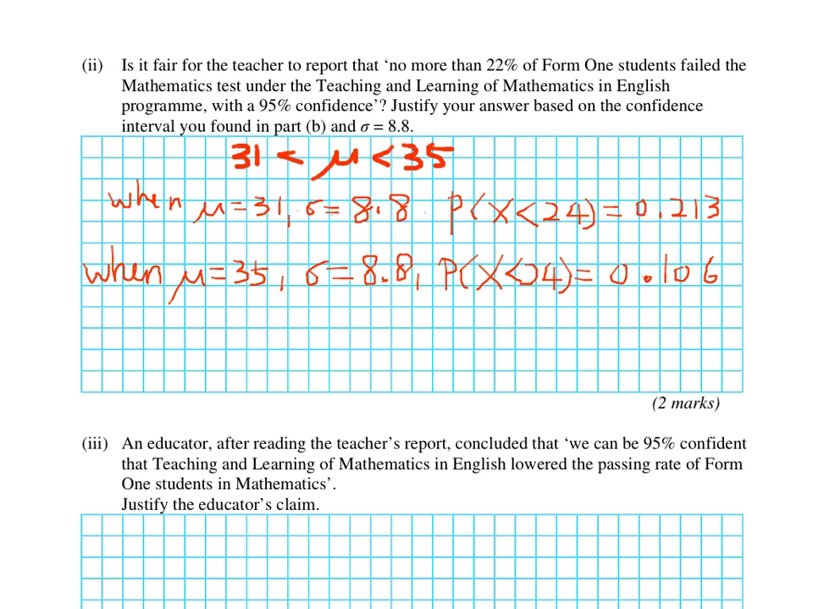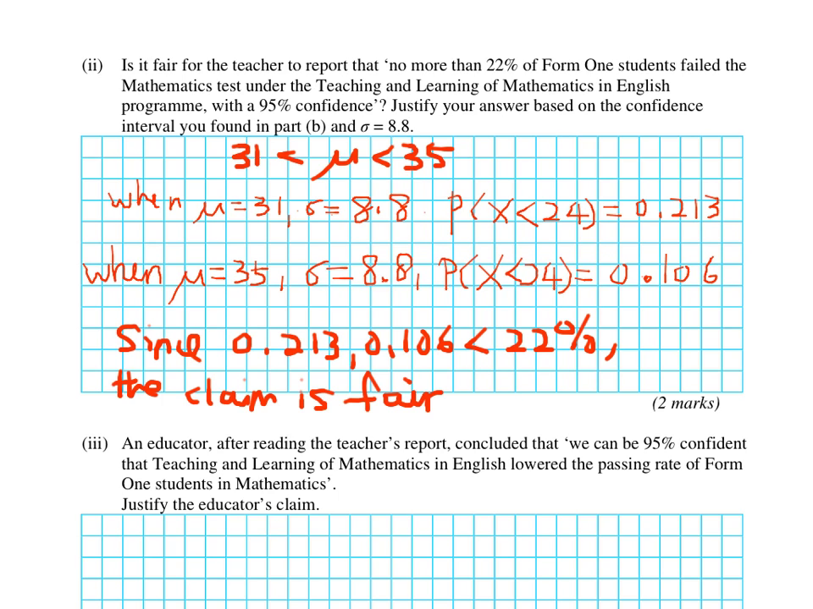So in other words, we may say that since both values are less than 22%, or 0.22, the teacher's claim is quite fair.